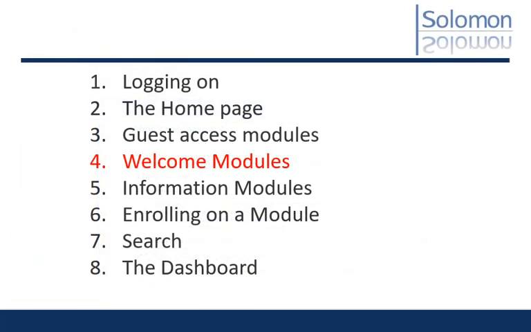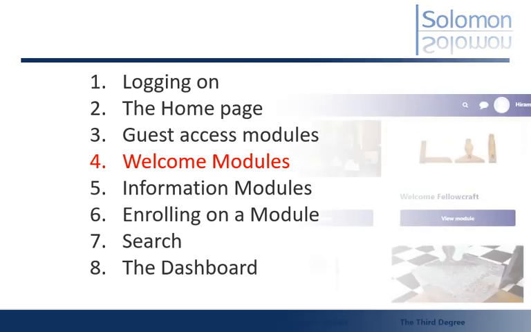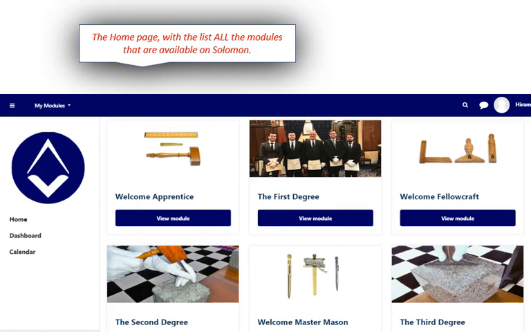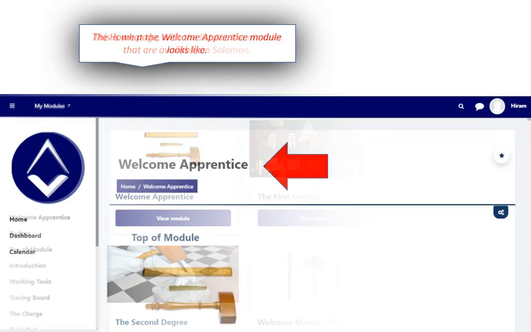We now move on to the Solomon modules themselves. These are the core of the system. If we go back to the home page and remind ourselves of the fixed list of modules, we can look at there are basically two types of modules. The first of these are welcome modules. The second type are what we might call information modules. Let's have a look at Welcome Apprentice, as that is the first on our list.